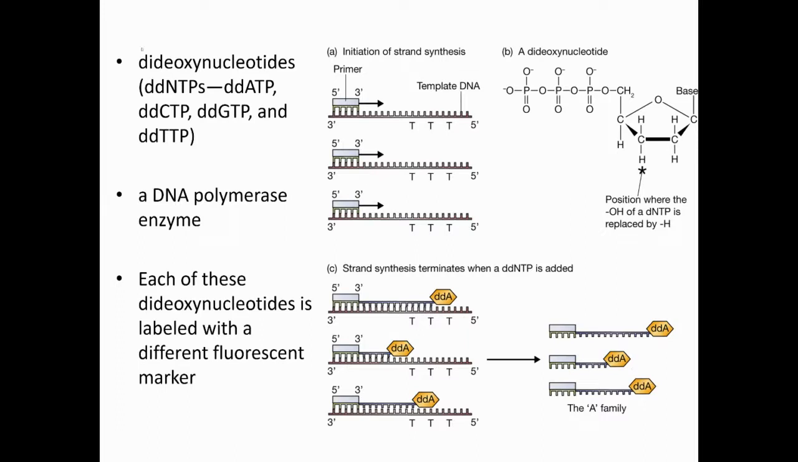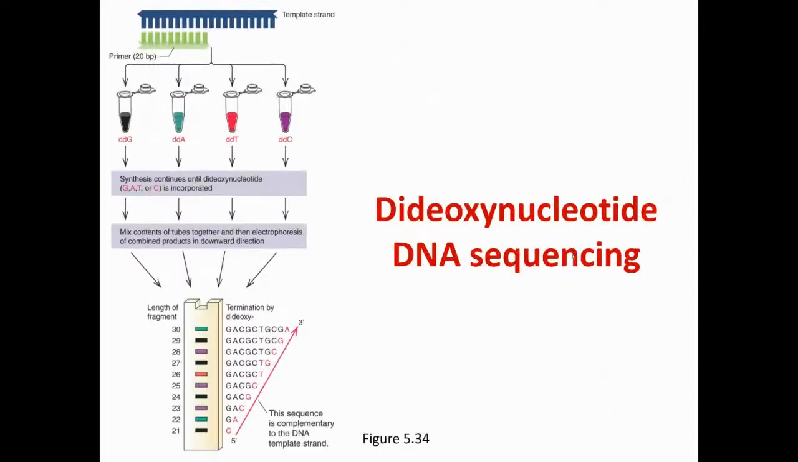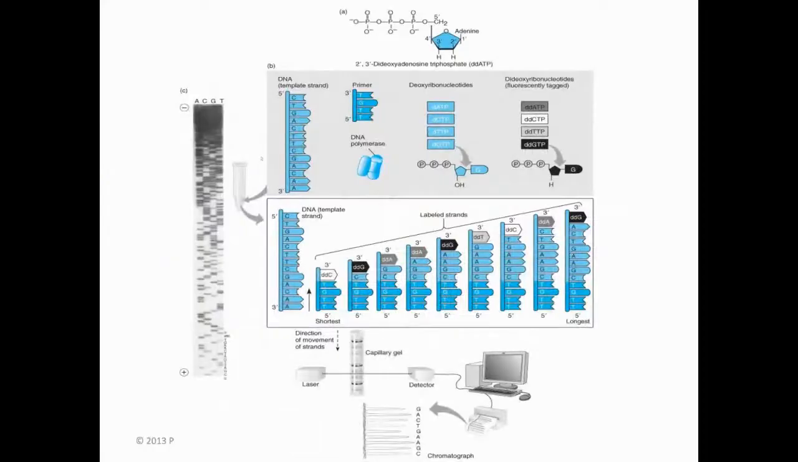And again, for the second reaction, if you use this ddCTP, then you will know the specific location of C, and ddGTP, the specific location of G, ddTTP, the specific location of T. Based on this experiment, you run these 4 different reactions, and each reaction you run in one lane of the polyacrylamide gel, and then you see different fragments, and from the size of the fragment, you know the location of the specific nucleotide.